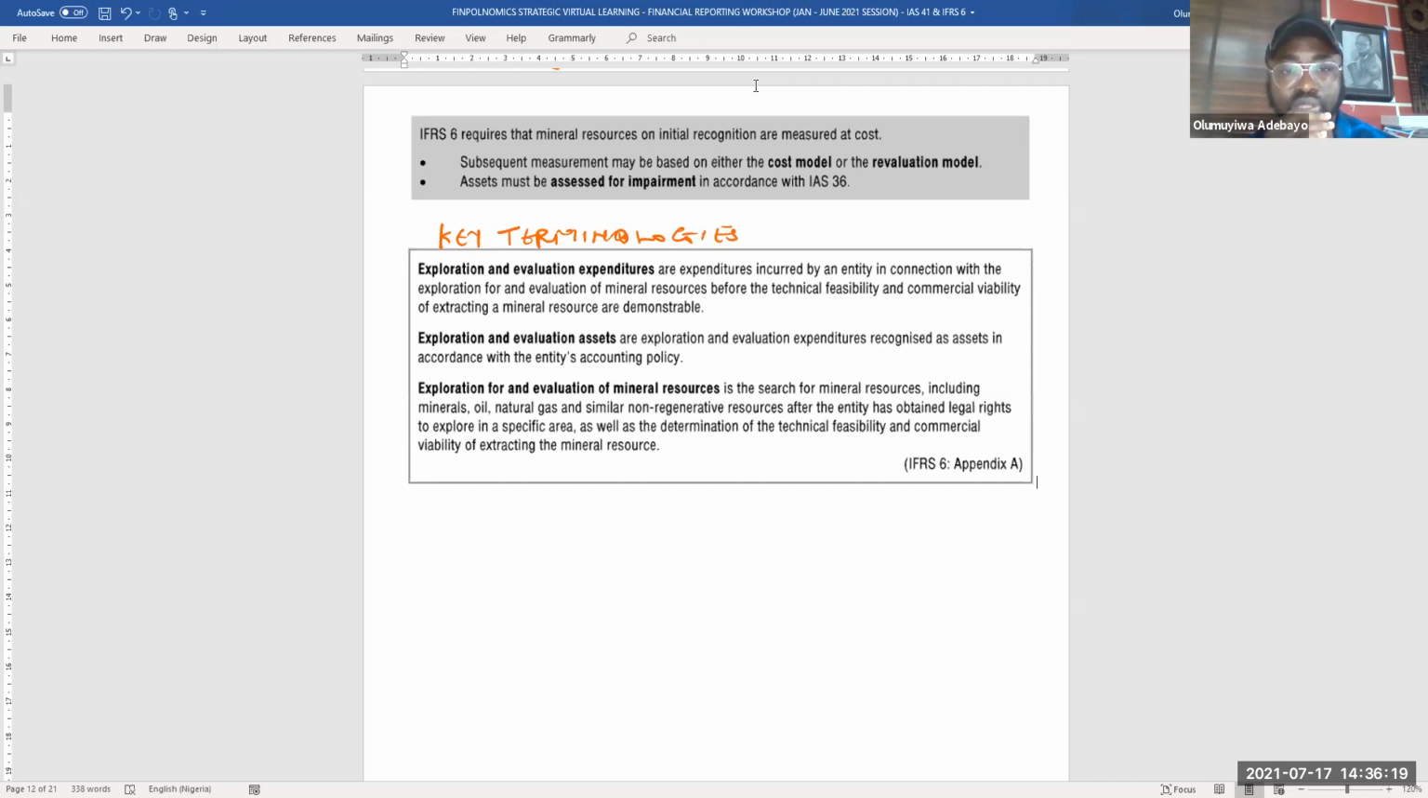In conclusion, the exploration for and evaluation of mineral resources entails a rigorous search for mineral resources, including minerals, oil, natural gas, and similar non-regenerative resources. The word non-regenerative resources is why we consider mineral resources as a depleting asset or wasting assets, because once you take, it does not replace itself. That's why it has a level or quantum that once you are able to lift from the ground, that quantum, there's nothing left. It becomes a dry ore.